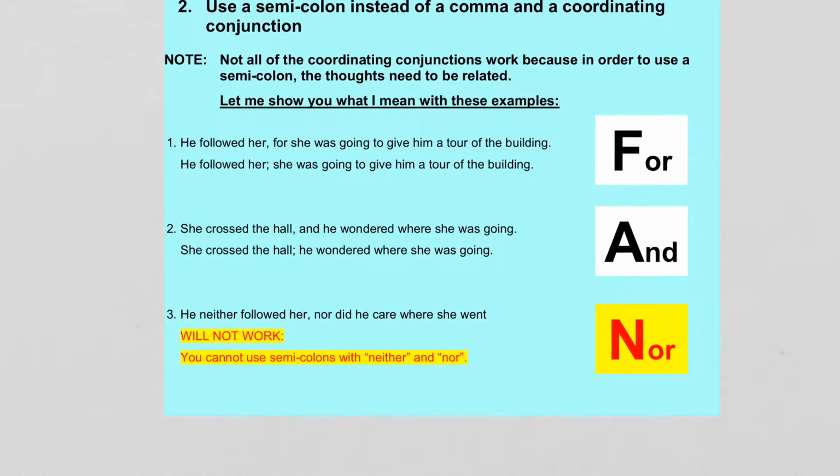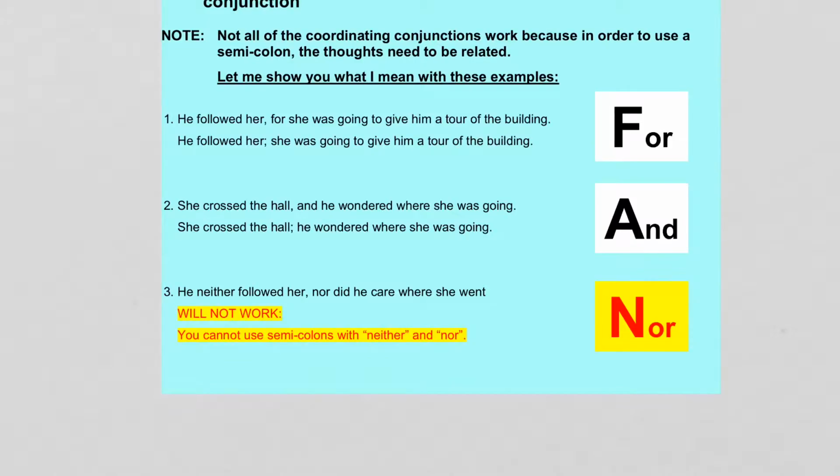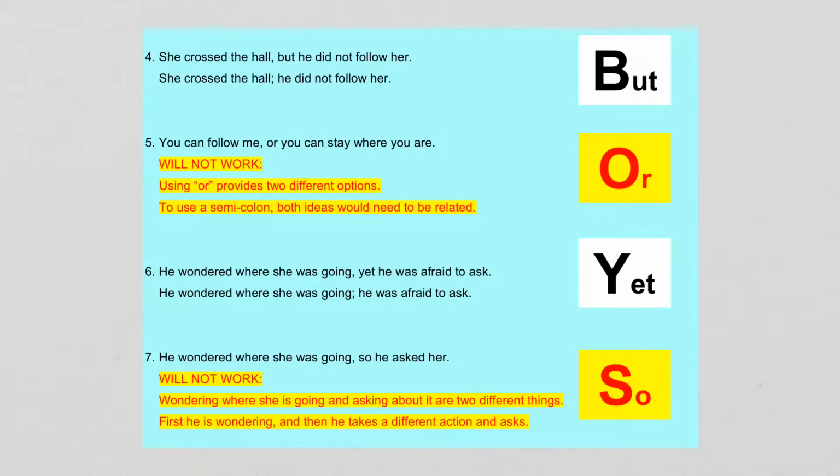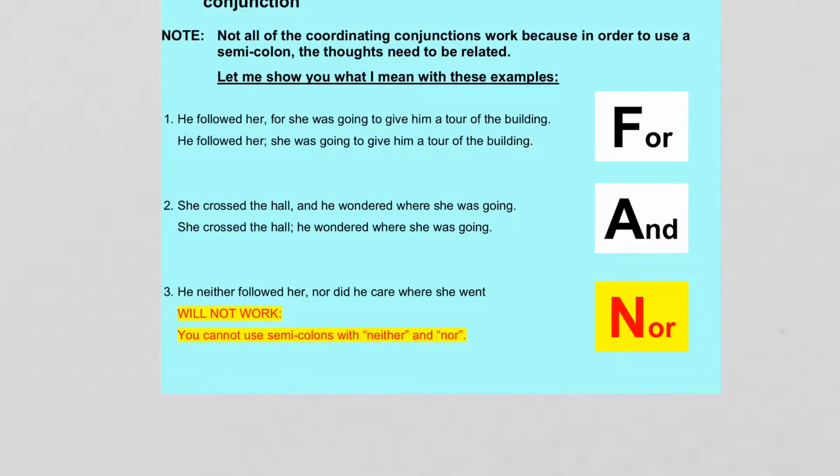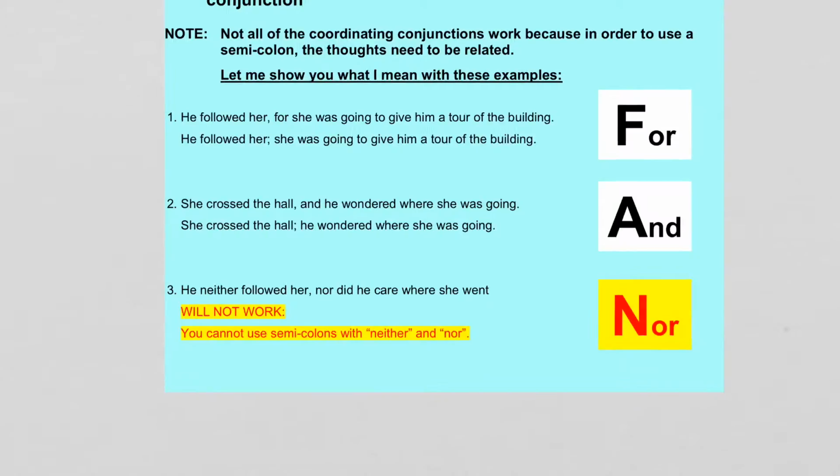Now, something that I noted at the very beginning of this video is that not all of the coordinating conjunctions work, because in order to use a semicolon, the thoughts need to be related. So anything that I've got in yellow, nor, or, so, the thoughts aren't related in the way that they need to be related in order to use a semicolon. And let me just go through these examples to explain.